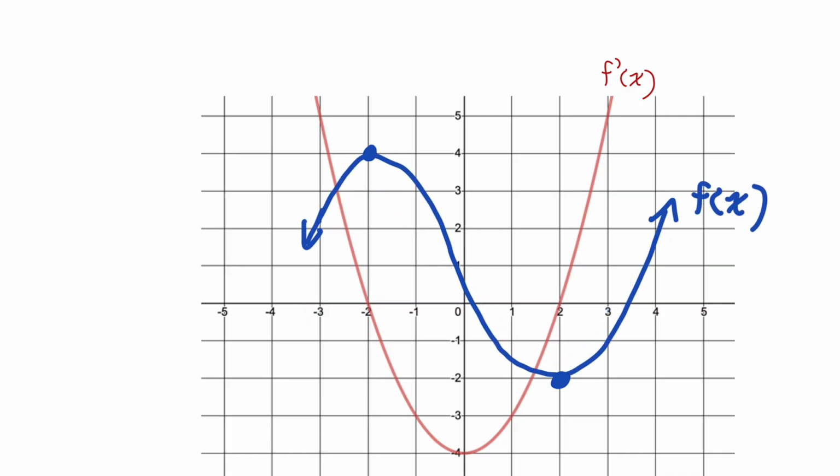And there's a possible graph of f of x. Whenever f prime of x had positive y values, f of x was increasing. And whenever f prime of x had negative y values, so between -2 and 2, f of x must have been decreasing, right? It would have a negative slope over that interval.